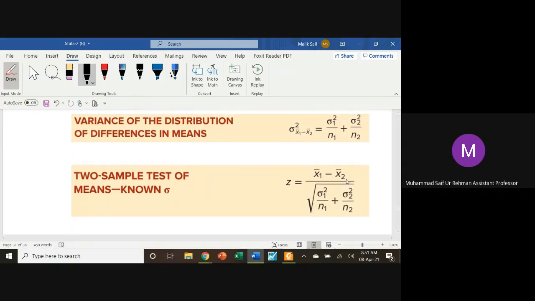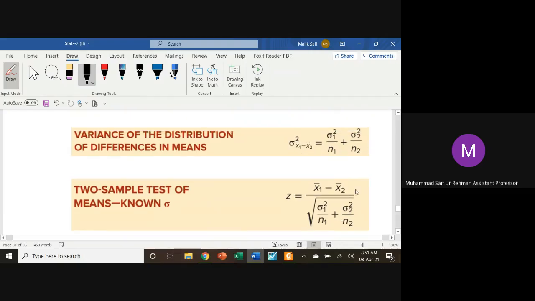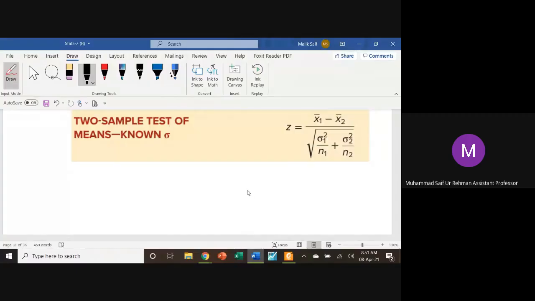Now we will use this z statistic when there are two populations in consideration, and this formula will help in finding out this term. Sigma 1 square and sigma 2 square, the standard deviations for the first and second population, are known, and we are interested in finding the z statistic in that case. So let us solve one example from your book that will further clarify the idea.